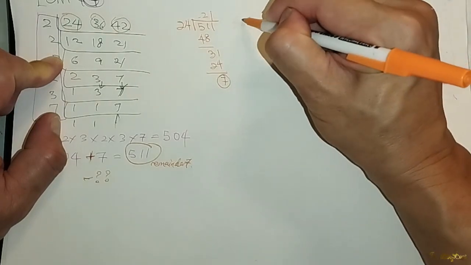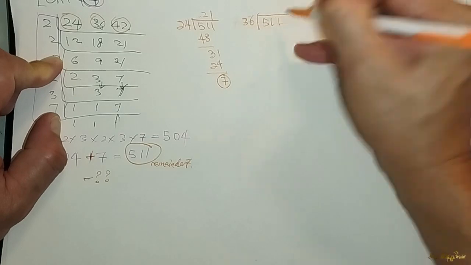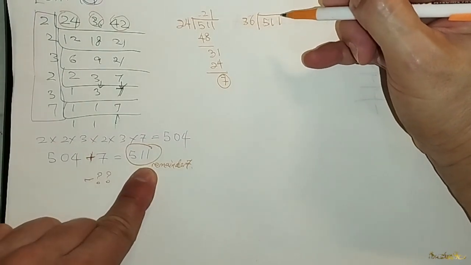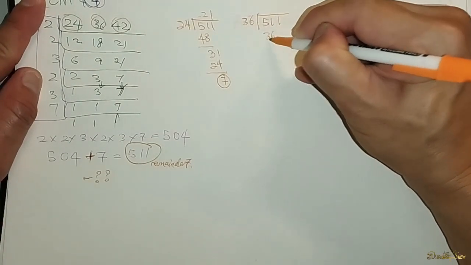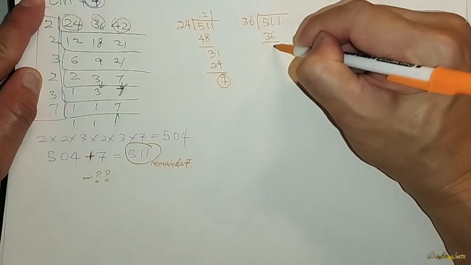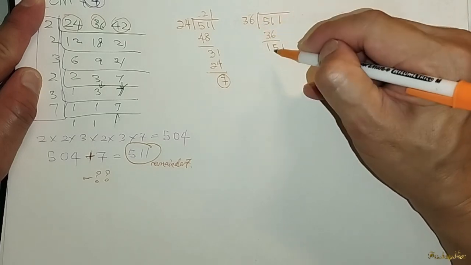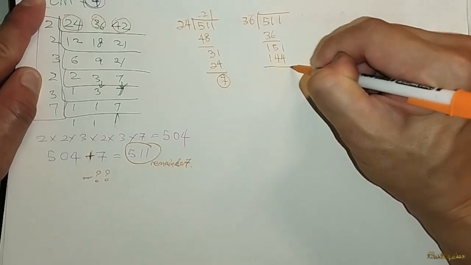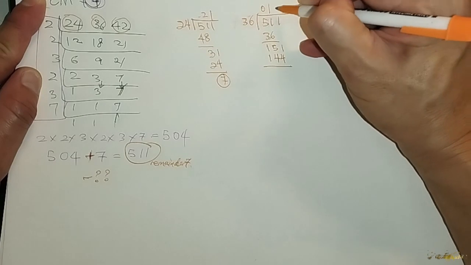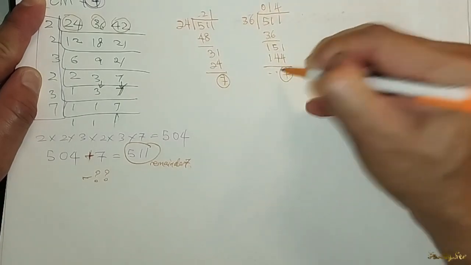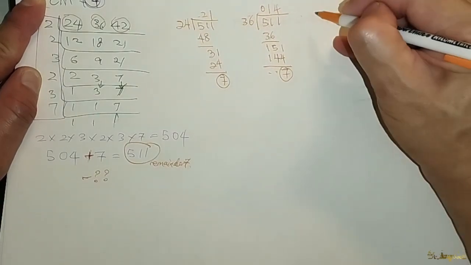Let's try the next number. 36 into 511, that you have added instead of minus. 36, only 1 time, correct? 151. How much? What's the value here? It's 144. Okay, I forgot to add up here. 14. Now that is 7 here. Can you see? Try the last one.